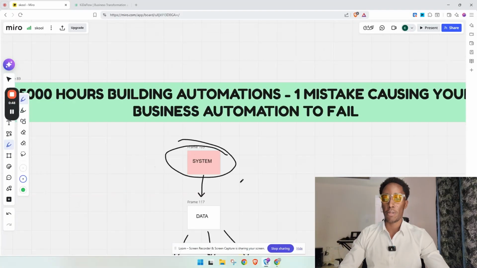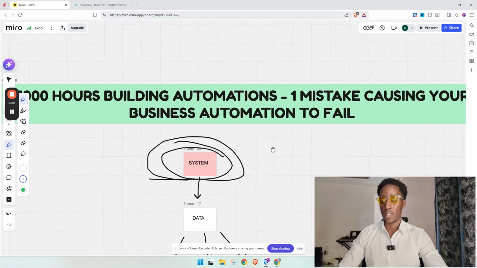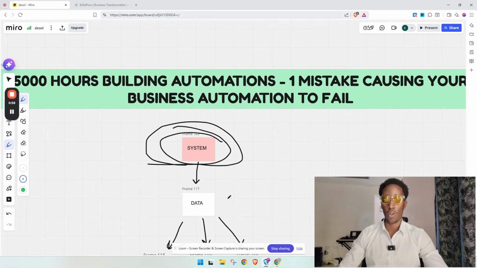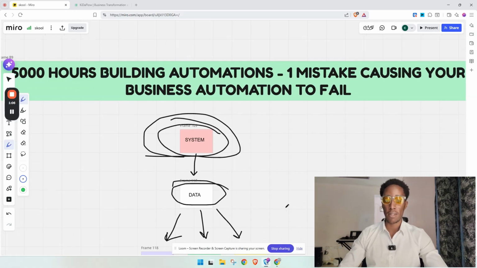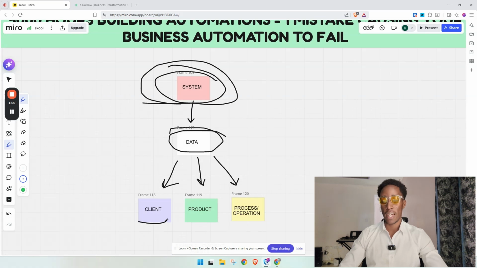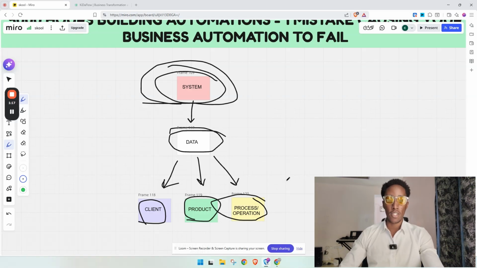The biggest problem that I see most businesses face is lack of a system. What do I mean by a system? It's a place where you have all your data, all or at least a significant amount of data about your company. This data can be data about your clients, your product, or your process or operations. Let me explain why this is such a big problem.